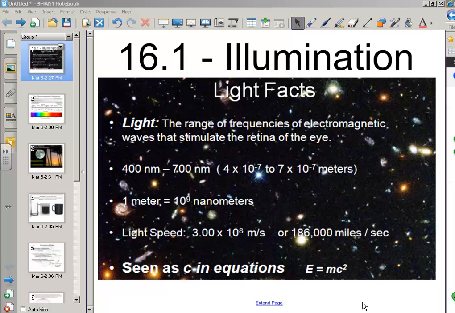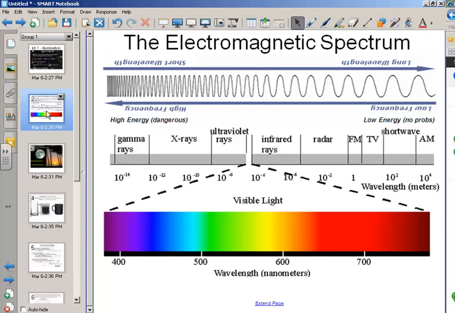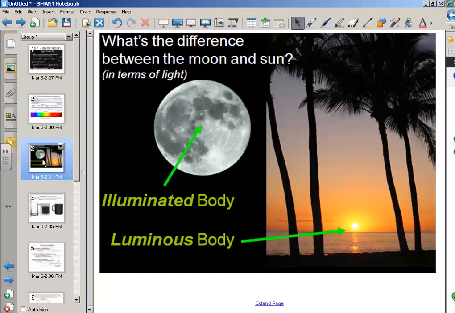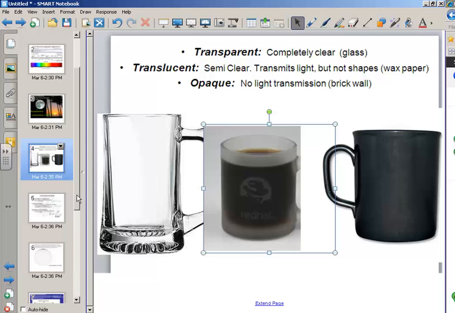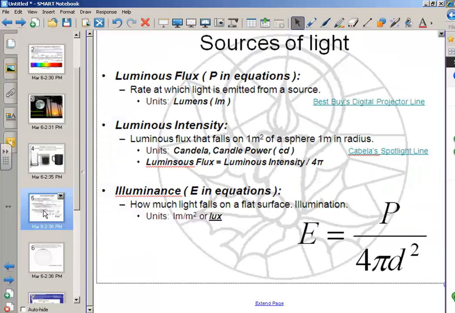All right, welcome everybody to 16.1, which is entitled Illumination. We're going to be talking about light today. What it is, why we call light light, the speed of light, different electromagnetic waves that are not light, the difference between the sun and the moon in terms of light, transmission of light, why some things can go through and others don't, how we start measuring light.